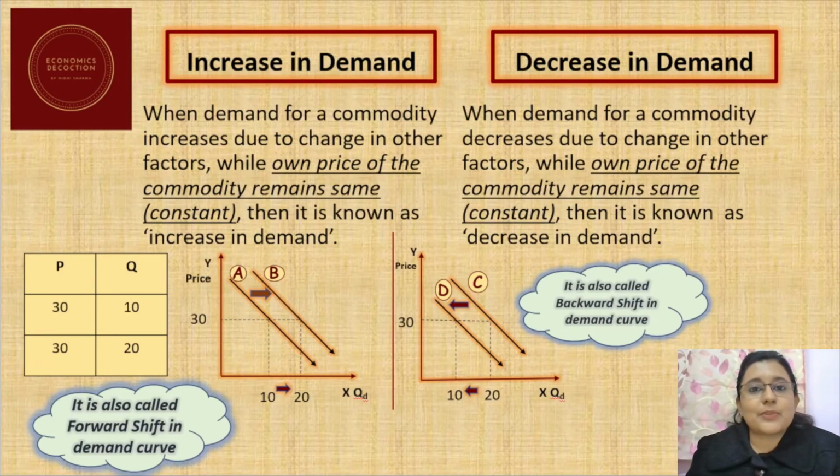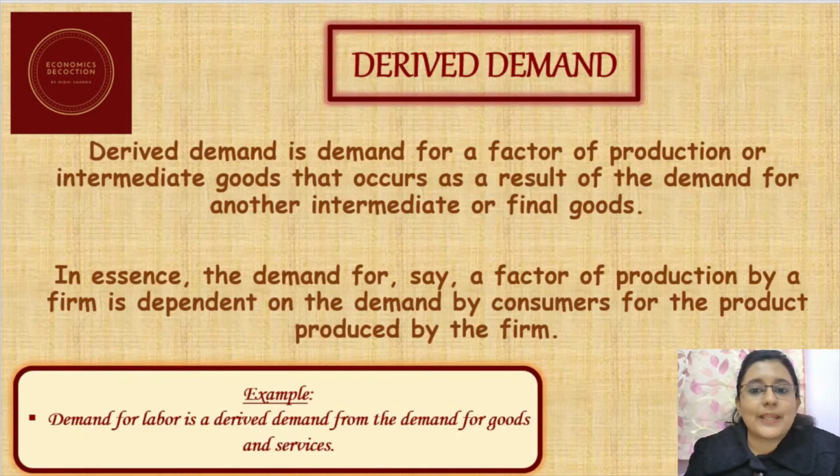So now let's proceed further towards our last topic, that is derived demand. Let's first read the definition of derived demand. Derived demand is demand for a factor of production or intermediate good that occurs as a result of the demand for another intermediate or final goods. So let's understand this concept with the help of an example. I'll try to relate this idea with my previous example.